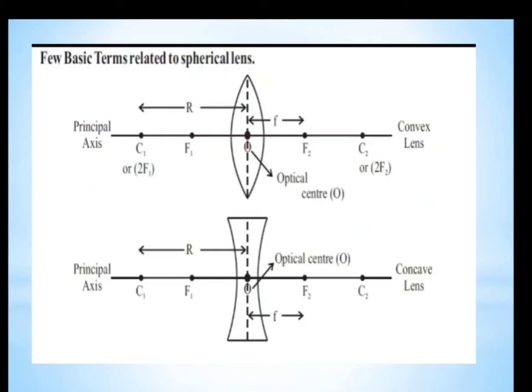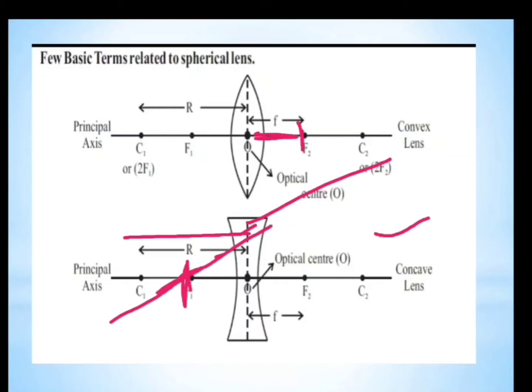So in the case of a convex lens, we have a point where all the rays going parallel to the principal axis meet after refraction. That is known as the focus. The distance between the optical center and the focus is known as the focal length of the convex lens. In the case of a concave lens, we know that all the rays going parallel to the principal axis diverge in such a manner that they appear to be coming from a point that is known as the focus. So in this case, the distance between the optical center and the focus is known as the focal length.